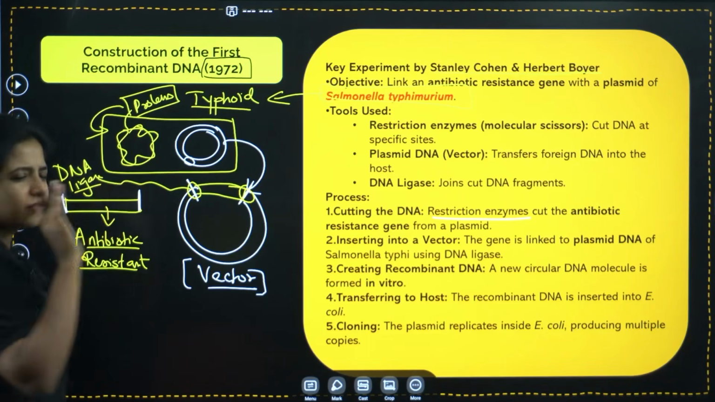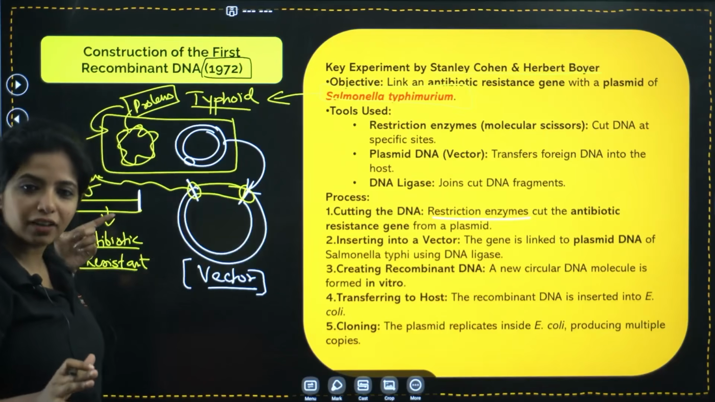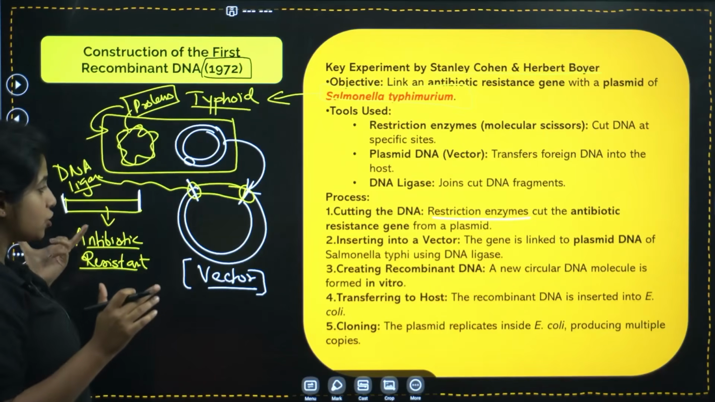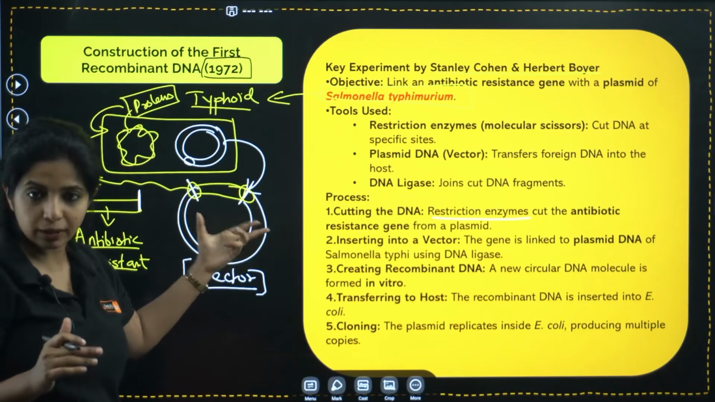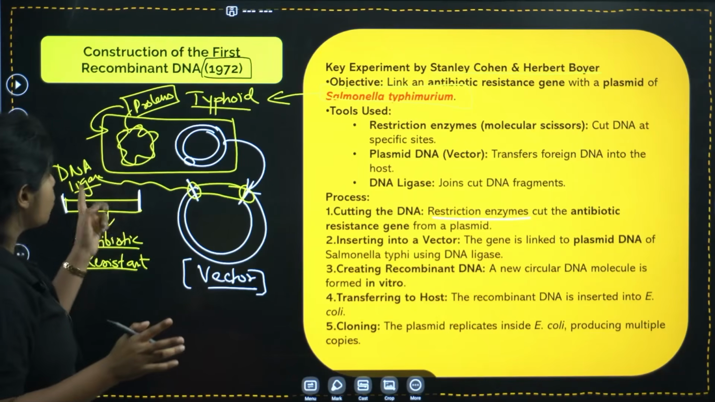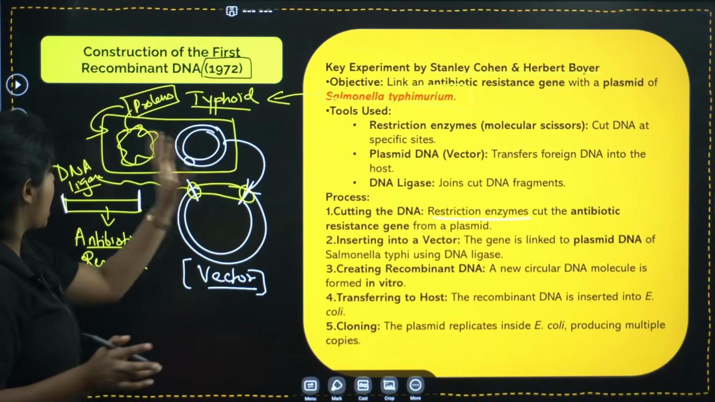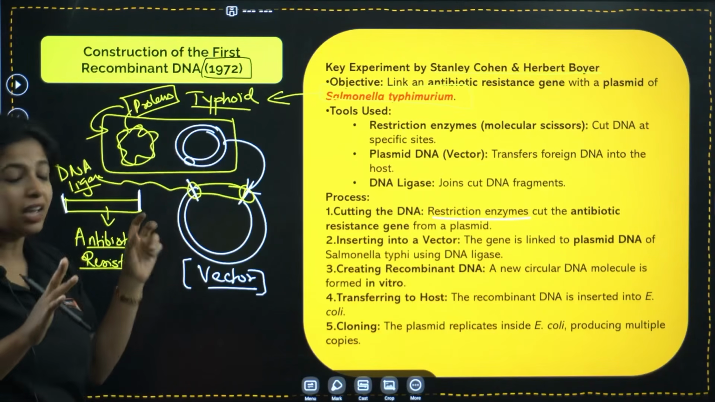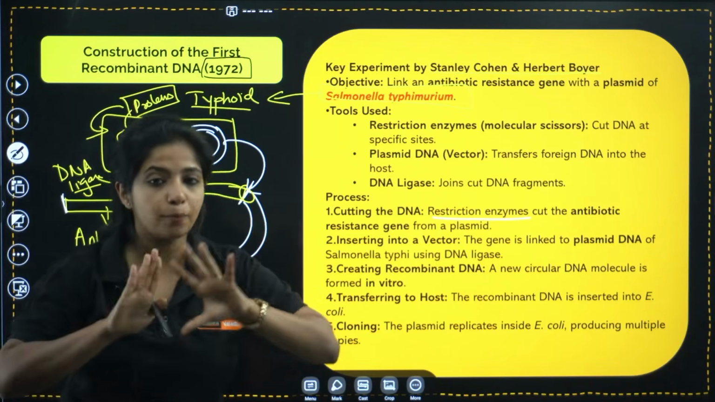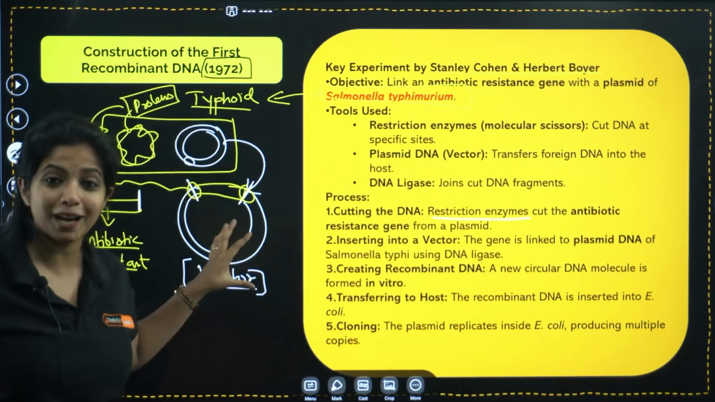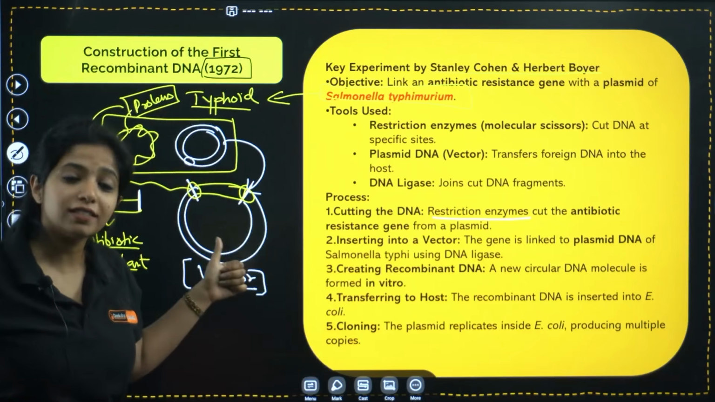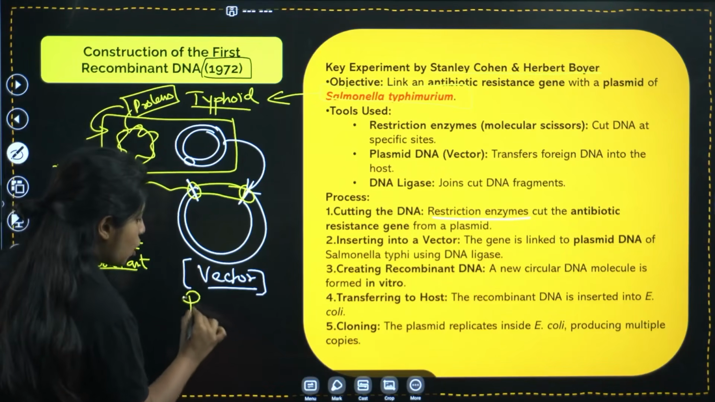So what did you do? Very easy. First, you cut the antibiotic resistant gene and also the plasmid vector with the same restriction enzyme. Then you inserted the gene of interest, and after that, with the help of DNA ligase, you joined it up properly. Now this plasmid is ready. What do you call this now? You will call this recombinant DNA.